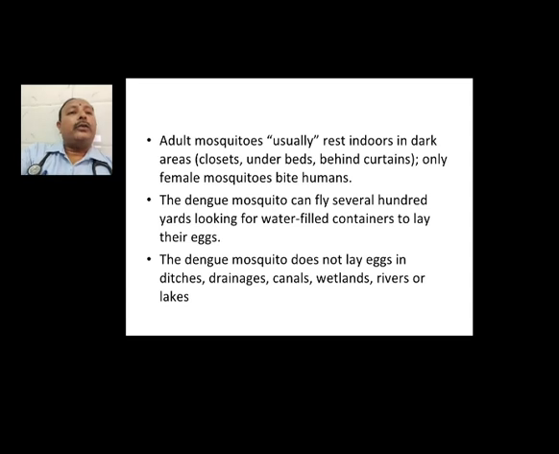Adult mosquitoes usually rest indoors in dark areas, closets, under beds, behind curtains. Only the female mosquito bites humans, not males. The dengue mosquitoes can fly several hundred yards looking for water-filled containers to lay their eggs. The dengue mosquitoes do not lay eggs in ditches, drainages, canals, wetlands, rivers or lakes.